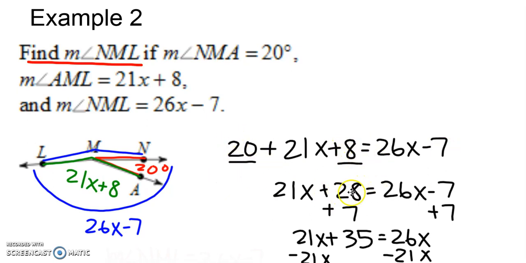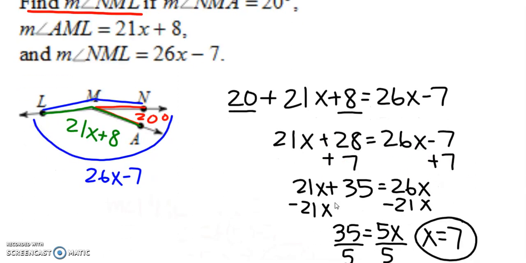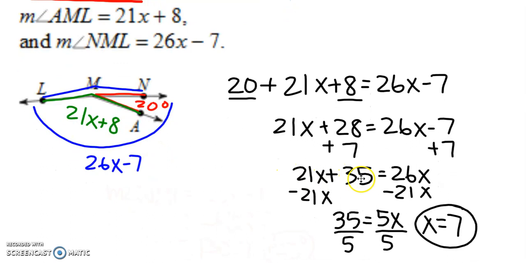So 20 plus 8 is how I simplify to 28 here. So 21x plus 28. Then I want to consolidate all my numbers on the same side. So I will add 7 to cancel my negative 7, move it over to the other side, and I get 21x plus 35 equals 26x, what I had left on this side. Then I want to get my variables over to the opposite side. So since I moved my numbers here, I'll move my variables over there. Subtract 21x from both sides, and I get 35 equals 5x, and then I divide by 5, and 35 divided by 5 is 7.